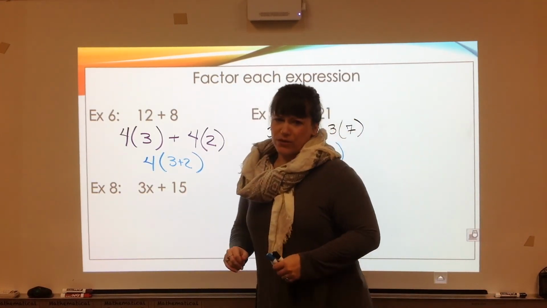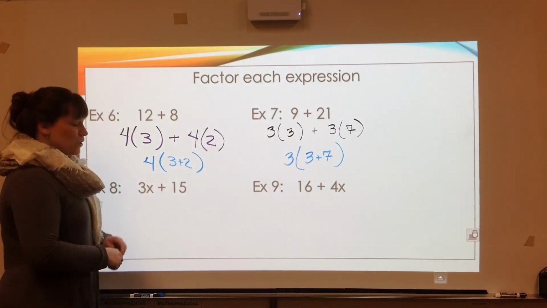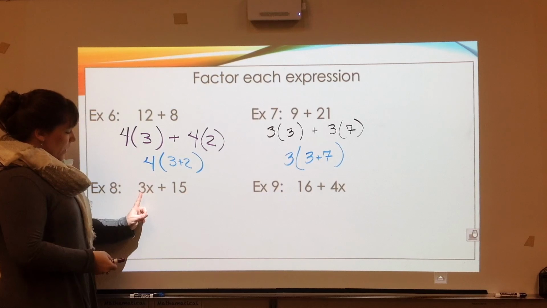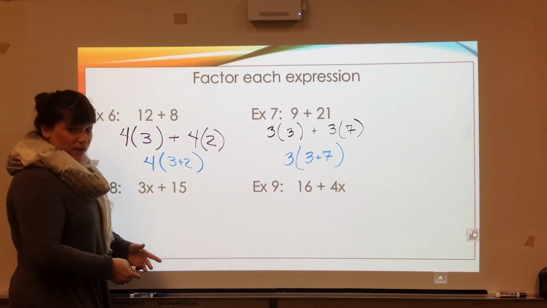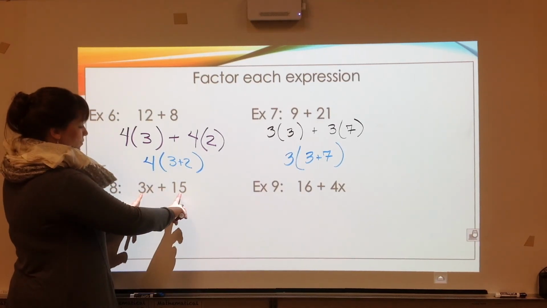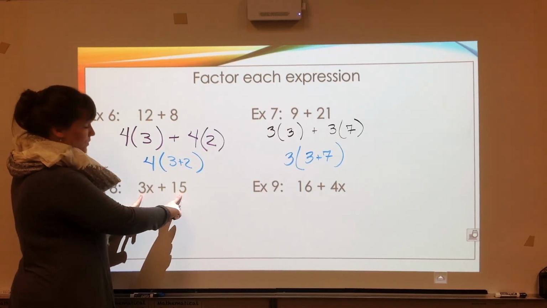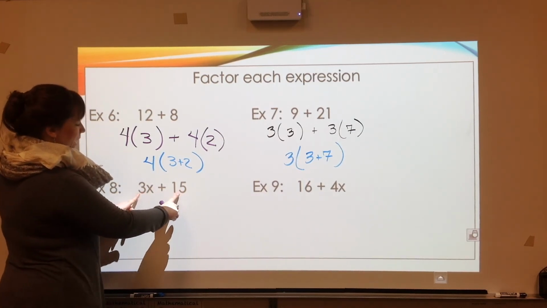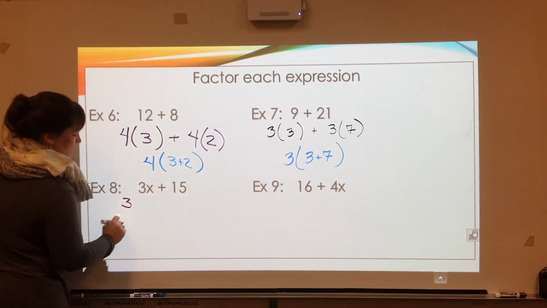Let's now try it with some variables. When you have an x, the only thing you have to do is look at the 3 and the 15 and ask yourself the same question. What factor do they have in common? So the 3, the coefficient 3, and the constant 15, there's some vocabulary review for you, have a common factor of 3. So I'm going to do the same thing.